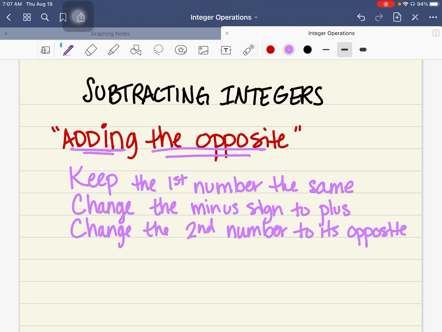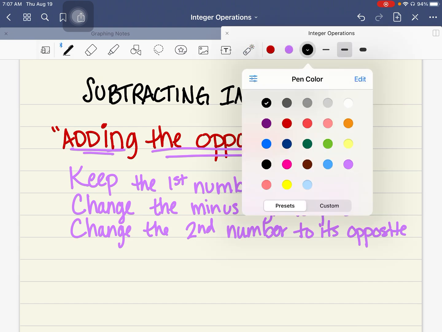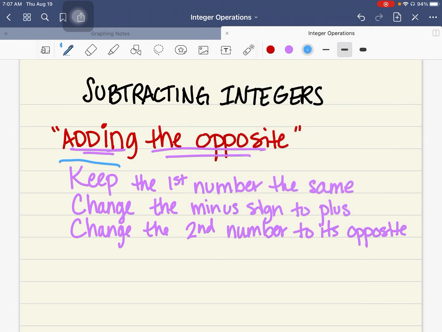And then it becomes an addition problem because it's become a plus or adding problem. And then we can use the rules that we talked about earlier. All right, so KCC: keep, change, change. So that's what we're going to keep in mind today. Remember, keep the first number the same, change the minus sign to a plus sign, and then change the second number to its opposite.